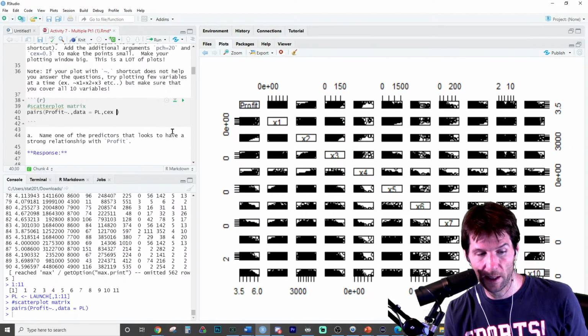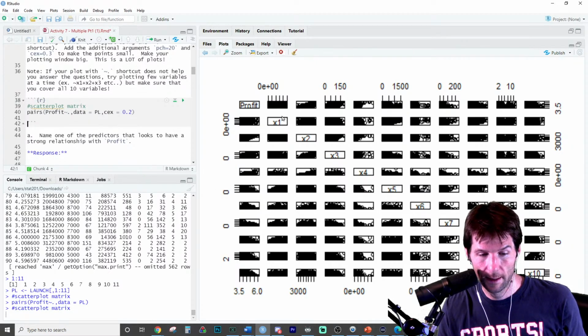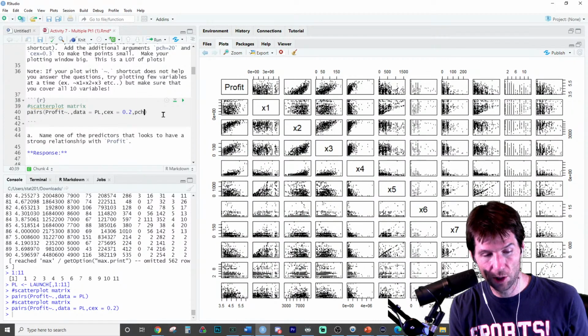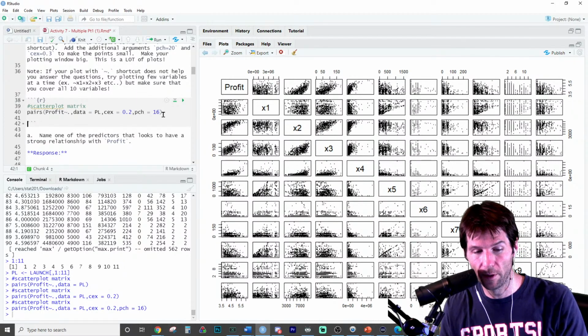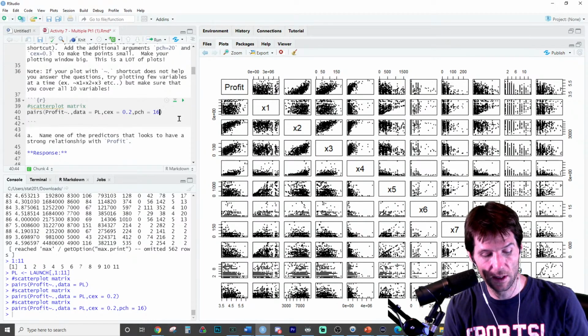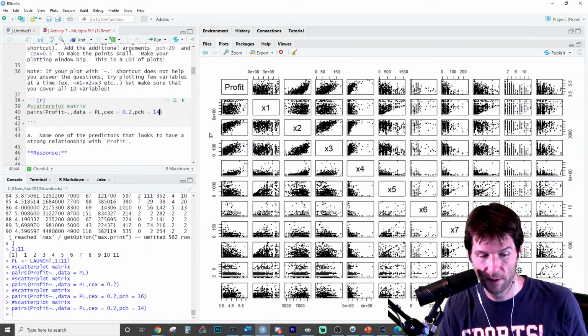CEX is character expansion, which controls the size of the points so you can make them really tiny. Look at them. They're going to get tiny. There we go. Much better. And PCH is point style. I'm choosing my own. It's going to change the way these points look, a different type of point. You'll see it change here in a second. It's very hard to see because they're so tiny, but it is changing what the point is.